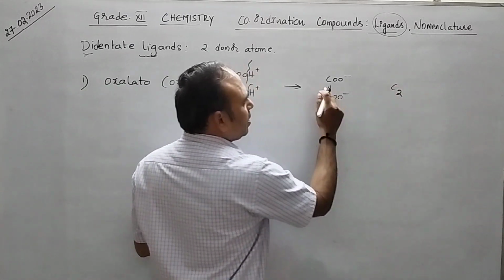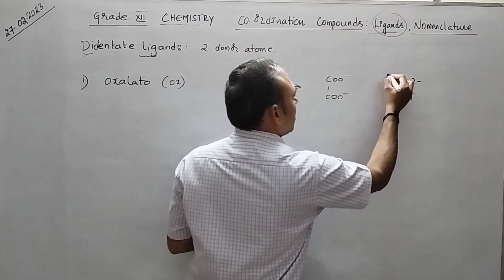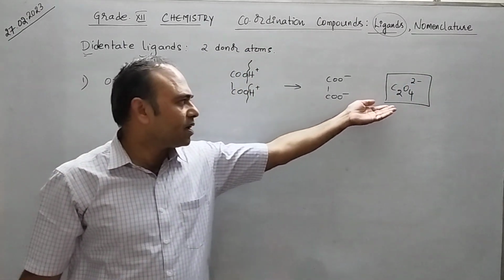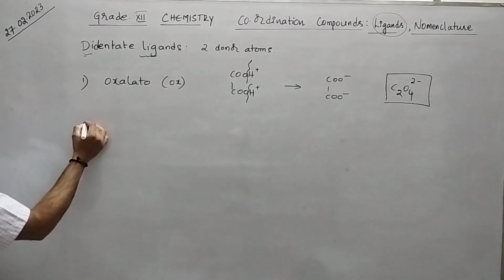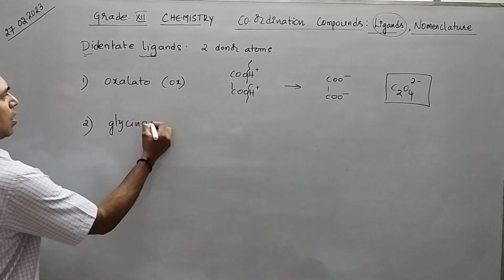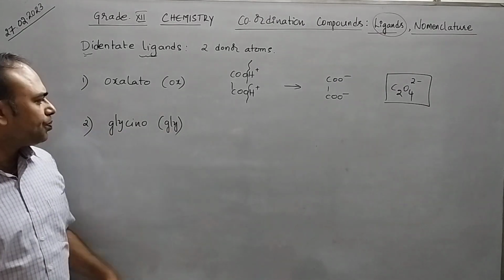If you combine, C2O4 2 minus. If you expand, this will be the structure. If you want to write the condensed formula, you can write C2O4 2 minus. Second one is glycino, which can be represented as GLY.